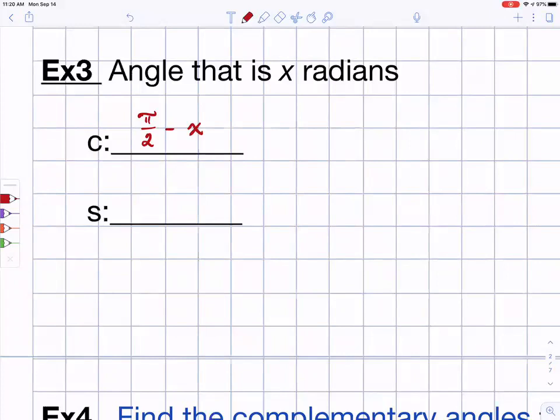Now, how come we don't do 90 minus x? Oh, because it's in radians. What about for the supplements? Pi minus x.